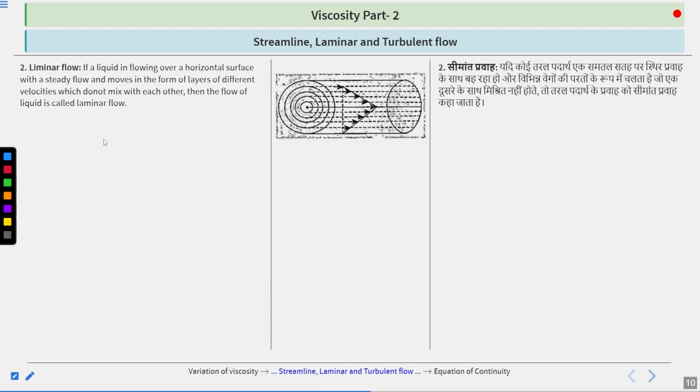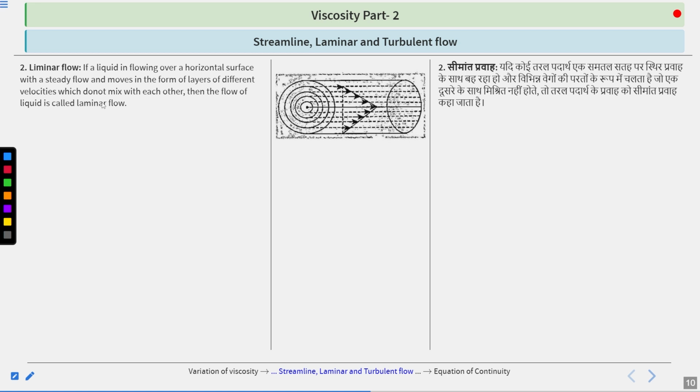Now, finishing the streamline flow, let's have a look at the laminar flow. If a liquid is flowing over a horizontal surface, having a steady flow and moving in the form of layers of different velocities, which do not mix with each other, then the flow of liquid is called the laminar flow. Here you can see it. This layer has the highest velocity, then this is lower, this is lower, this is lower. So now you can say they have different velocities.